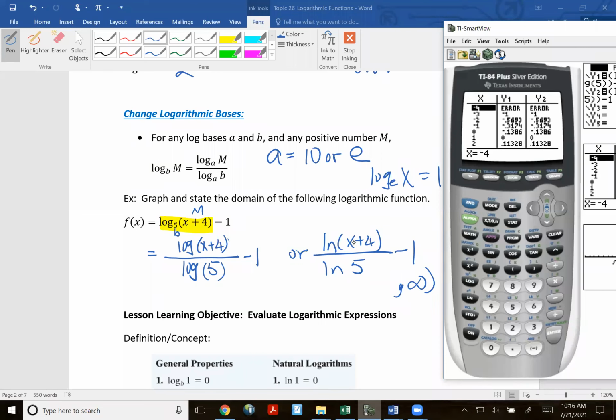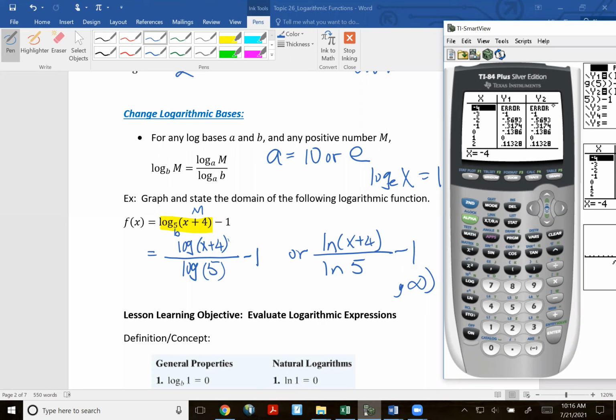You see, you cannot take a log of a negative number, right? It turns out we cannot take a log of 0 either. It's also going to be an error. So when x equals -3, my function does exist. But when my x is -4, which gives me a log of 0 or natural log of 0, then the y value becomes an error.